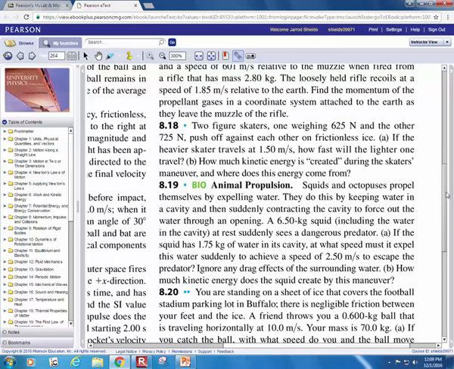Okay. All right, well, first things first, we need to determine what? We need to determine the velocity of the lighter skater. Yeah, okay. So we need to determine the velocity of the lighter skater.